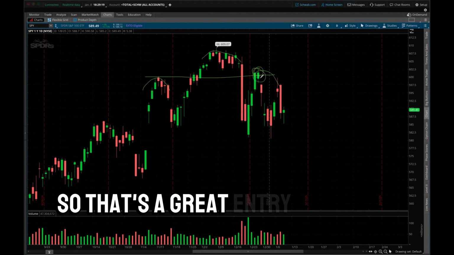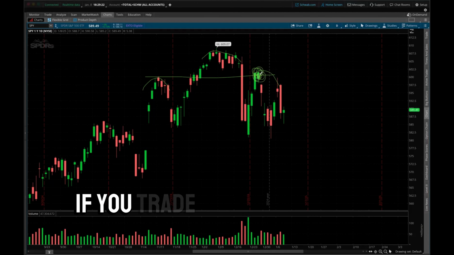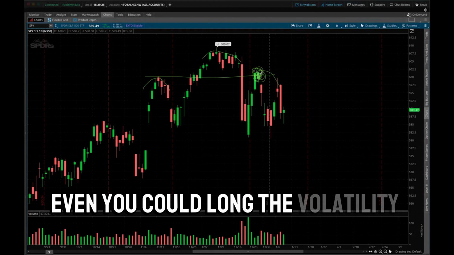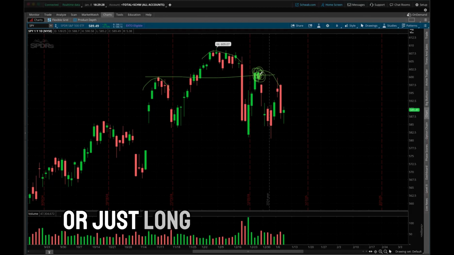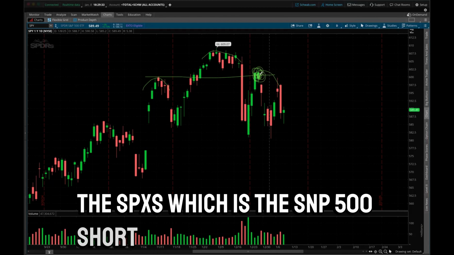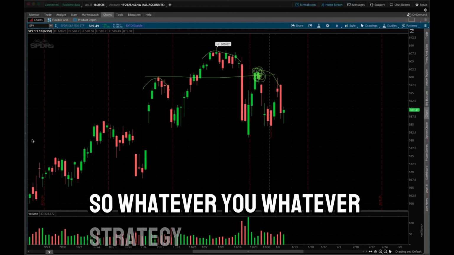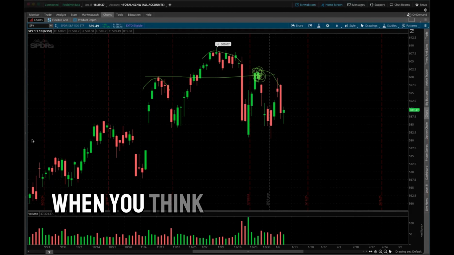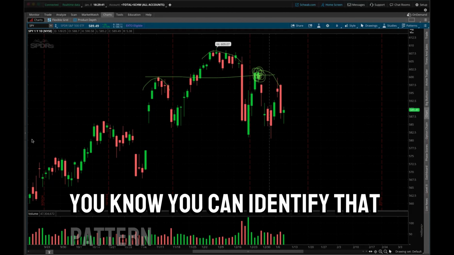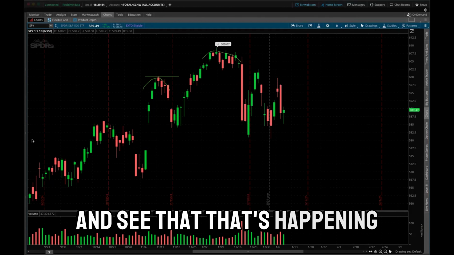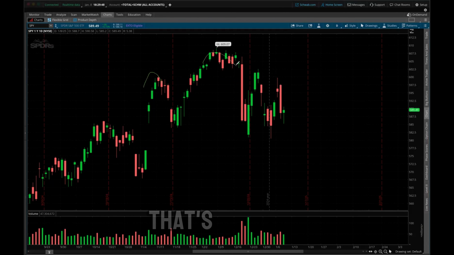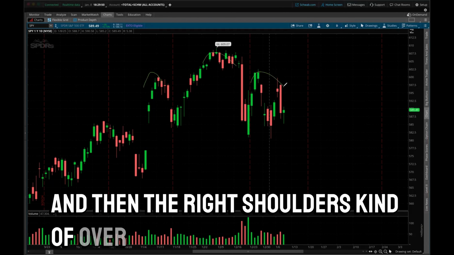So that's a great entry for like a puts position if you trade options or just a regular short. Even you could long the volatility index or just long the opposite of SPY, the SPXS, which is the S&P 500 short. So whatever strategy you want to use to make a little bit of money when you think the SPY is going to go down, the S&P 500, you can identify that pattern and see that that's happening. So this is an example of a head and shoulders where this is the left shoulder, that's the head, and then the right shoulder is kind of over here as well.